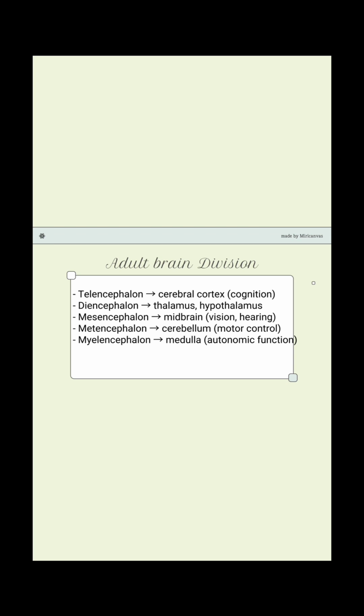The telencephalon forms the cerebral cortex, where higher thinking happens, and the basal ganglia, which helps with motor control. The diencephalon becomes the thalamus and hypothalamus, which handle sensory signals. The mesencephalon, or midbrain, controls visual and auditory reflexes. The metencephalon becomes the pons and cerebellum, important for breathing, balance, and coordination. And the myelencephalon forms the medulla, which controls vital functions like heart rate, breathing, and digestion.